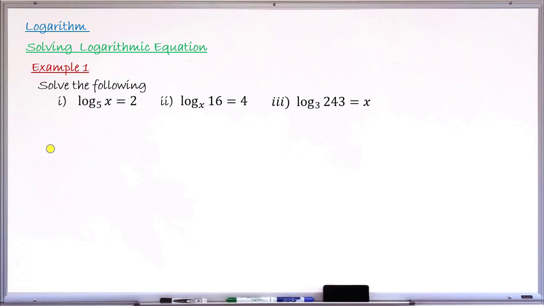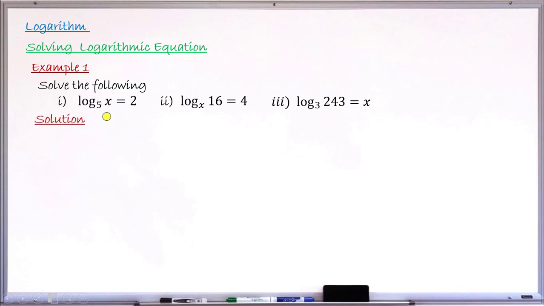To begin the lesson, let us move straight to the examples, where we start with the very first simple equations involving logarithmic functions. Example number 1, we are asked to solve the following. Roman 1: log to base 5 of x equals 2. Roman 2: log to base x of 60 equals 4. Roman 3: log to base 3 of 243 equals x. You can see the unknown letter x appears in different places.